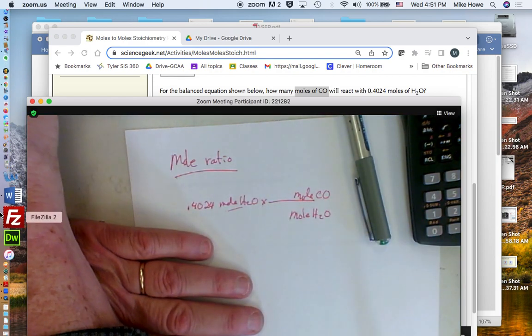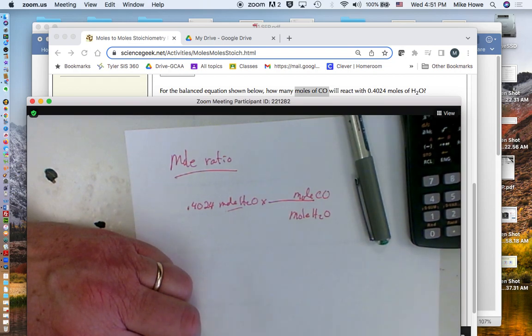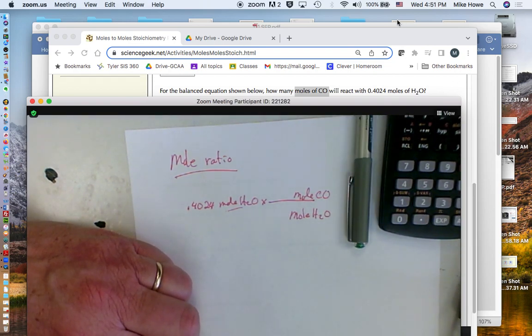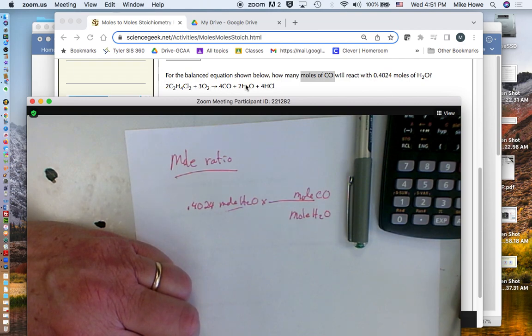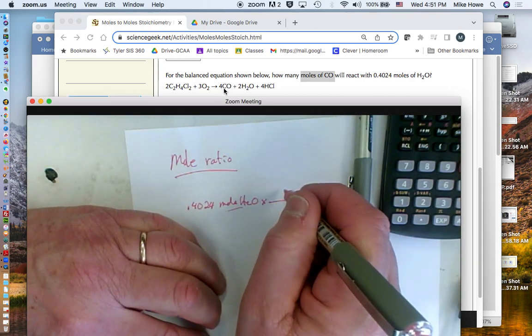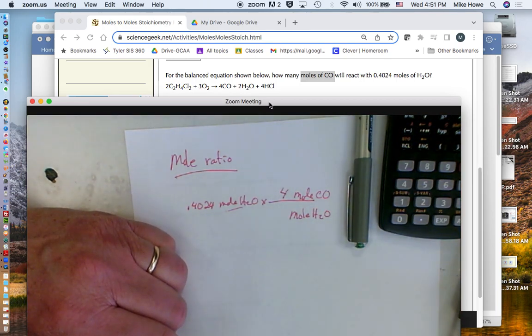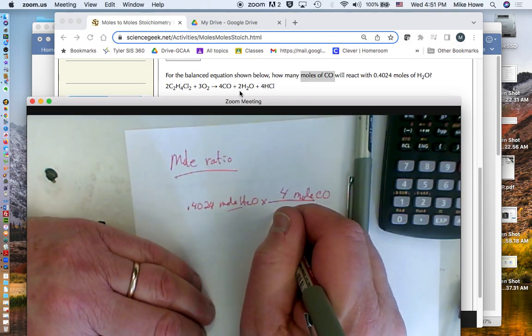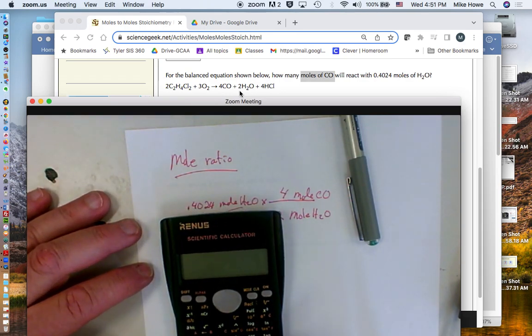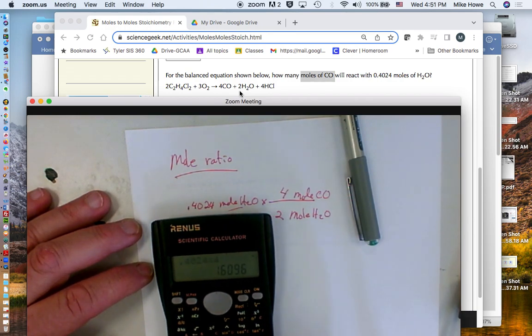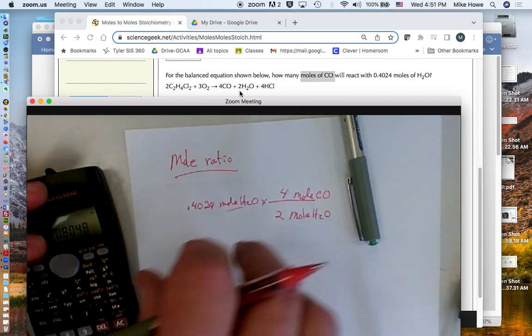Now you look at the chemical equation. All right, so there's our equation. And in the chemical equation, the number that is in front of the CO is a 4, so I put a 4 right there. The number that's in front of the water is a 2, so you put a 2 right here. Then when you actually do the math, you're going to take the 0.4024, multiply that by 4, and divide the answer by 2. So my final answer is 0.8048.